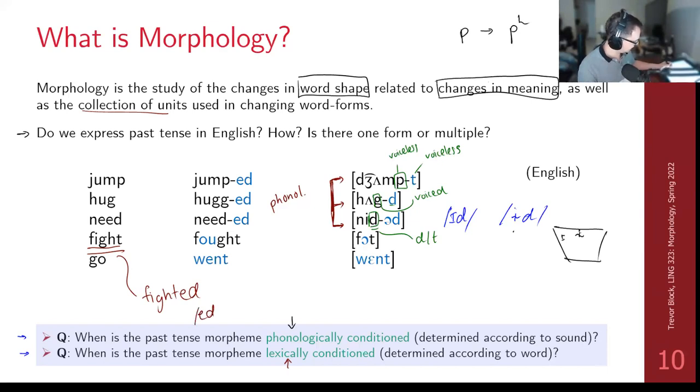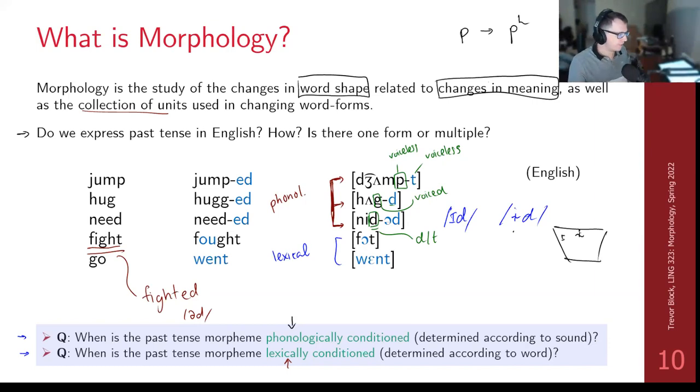And that would be an ED at the end, an ud sound. But that's not what we get. We don't get fighted. Instead, we get some irregularity, some exception. We get fought. So this would be an example of lexical conditioning, because there's not really a pattern to when this happens. This isn't predictable or as predictable. It's just a change depending on the word form.